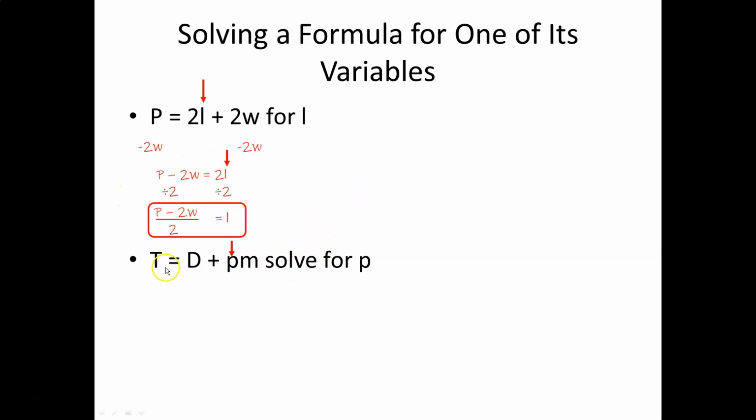Let's do this one. T equals D plus PM, and we're solving for P. Put a little arrow on P because that's what we're solving for. So we want to get rid of the D first because it's furthest away. We can't combine T and D, so we just leave them there. Now we're still looking to get rid of P. So this is P times M. Let's divide by M. We get T minus D over M equals P. Great! That's our answer.